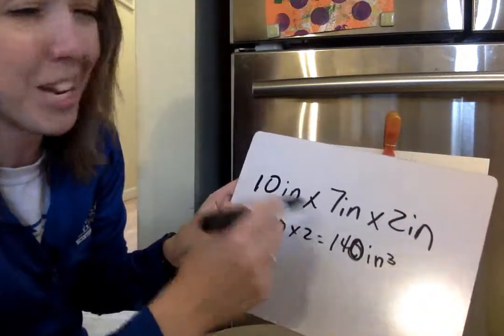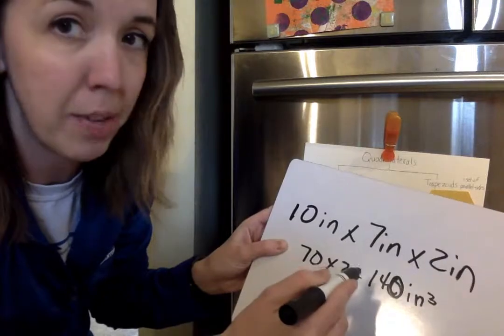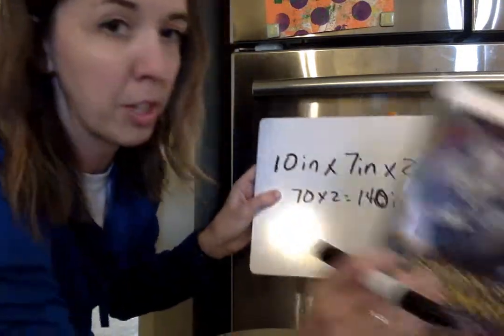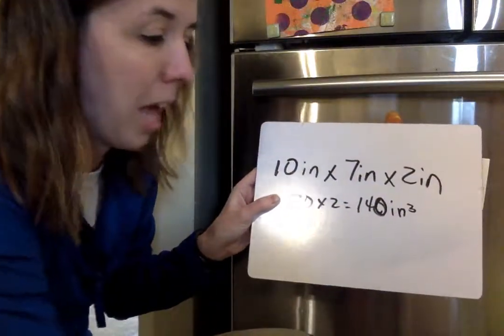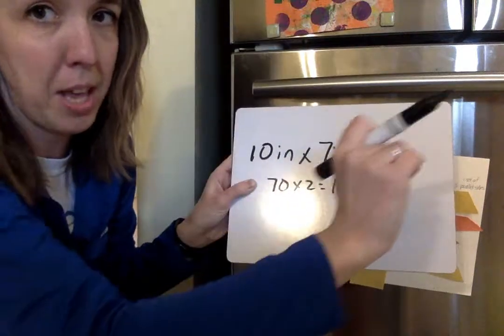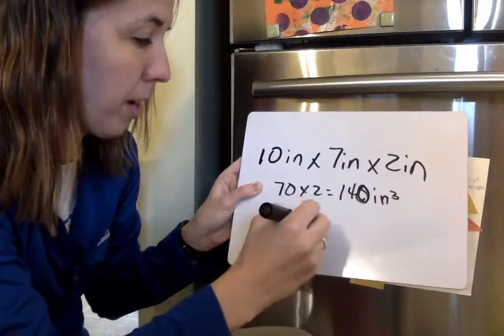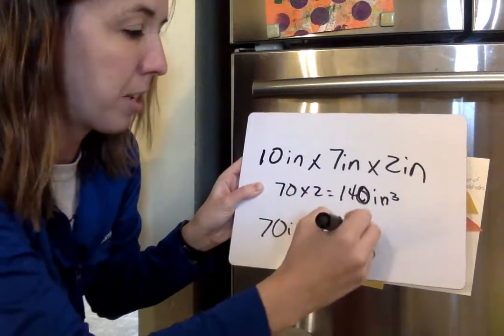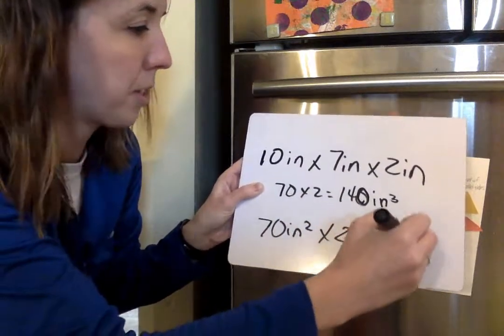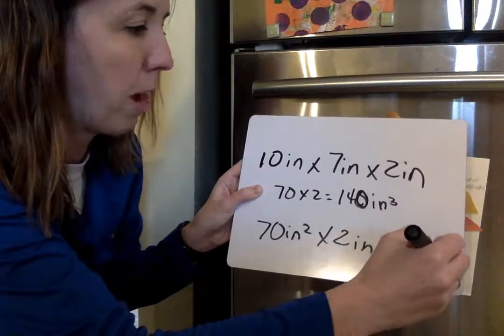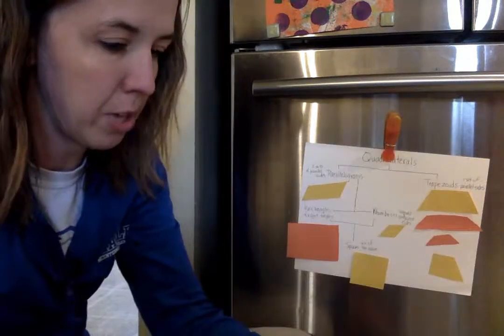The other way you can think of it, and it's very similar to what I just did, is you can think of it as base times height. We can think of the cover of this as the base. And we said it was 10 inches long and 7 inches wide. Just like we said, we could say that the base is 70 square inches times the height is 2 inches. We're still going to get the exact same answer. The volume is always going to be 140 cubic inches.